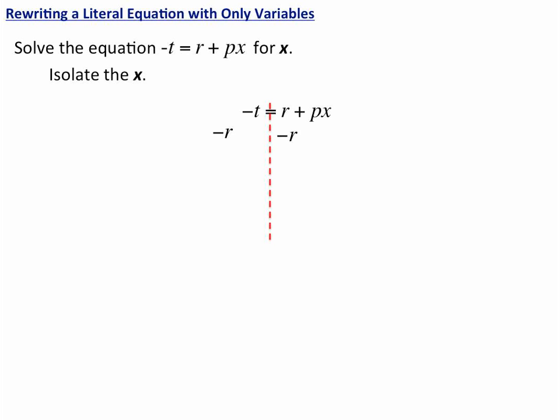I can't subtract r and t. They're just going to be negative r minus t. They're not like terms. I can't put them together. Now I have a px. Remember, px means p times x.